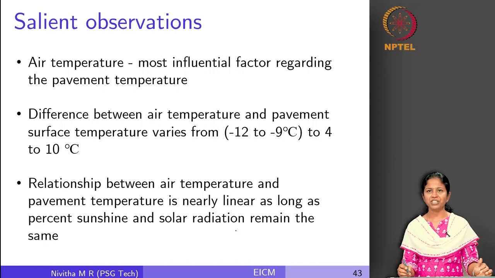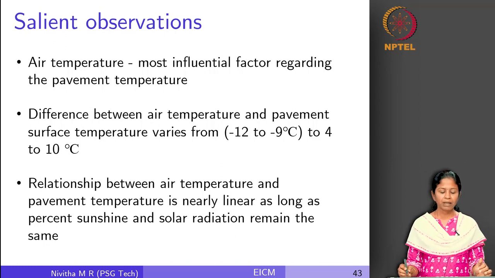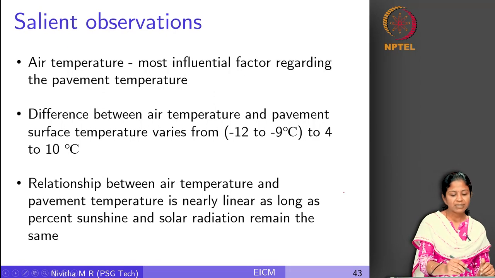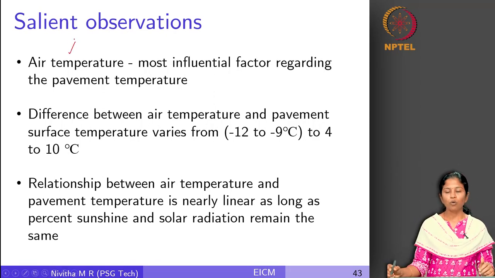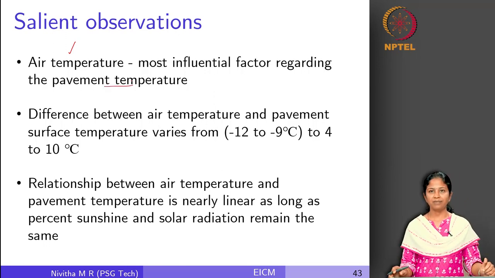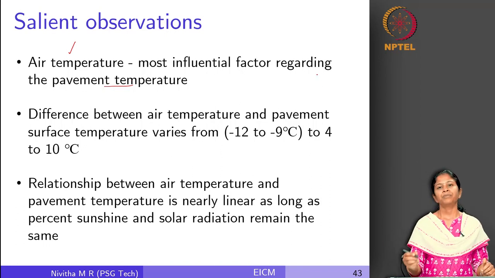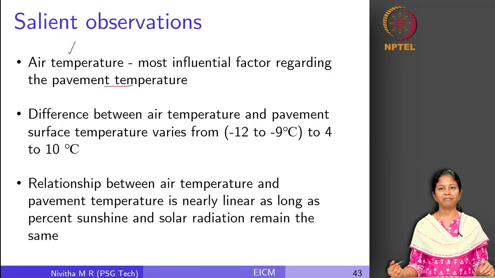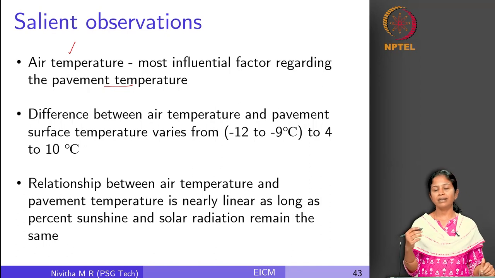What are some of the salient observations that we have seen from this model? There are some observations that people have reported from the analysis of EICM data. We see that air temperature is the most influential parameter regarding the pavement temperature. This we had seen in the previous lecture with an illustration also, right? So we saw that among multiple parameters there was a greater degree of correlation between air temperature and pavement temperature, but the value of the degree of this correlation depended upon other parameters, right?